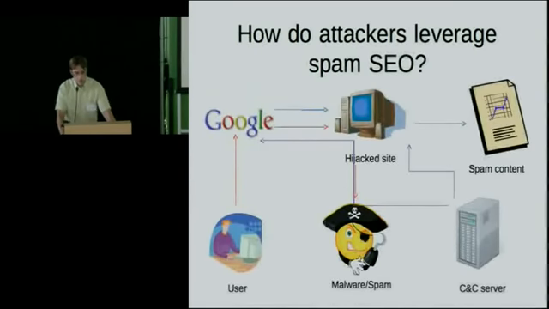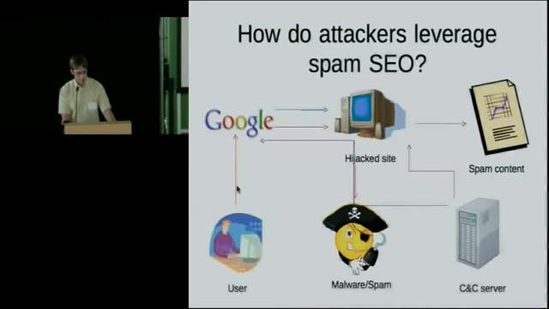So in a nutshell, that's how it works. Google first will follow the blue line. So Google will call the hijack site, and it will be redirected to spam content. And that's what will be indexed in Google. That's what Google will display to the user.